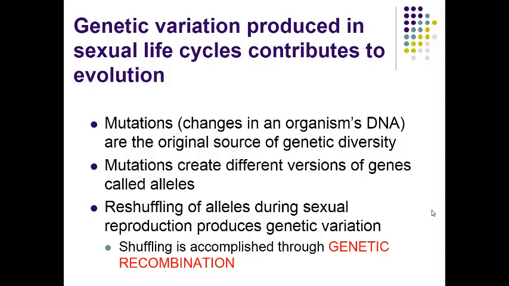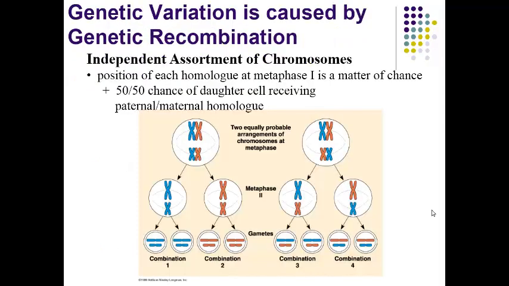However, most genetic variation that takes place is not due to mutations, but is due to the shuffling of genes and the shuffling of alleles that takes place during meiosis. We call this shuffling of alleles genetic recombination. And genetic recombination is the source of most variation that takes place during meiosis. There are three forms of genetic recombination. Number one is called independent assortment of chromosomes.